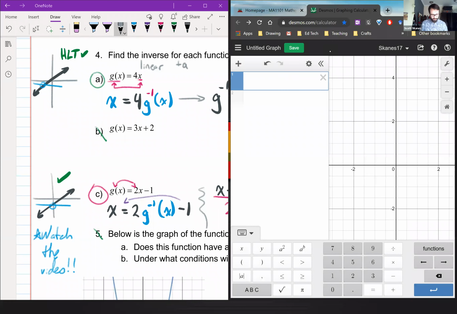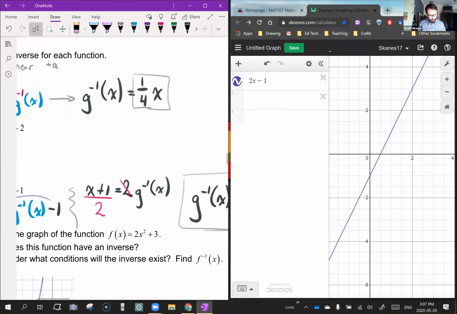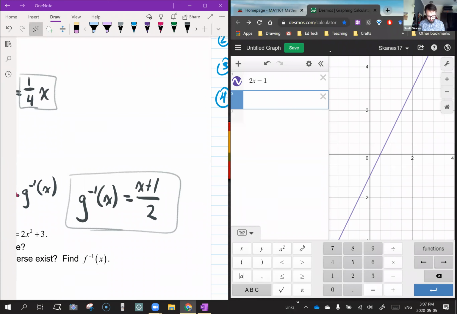So I'm going to graph the first one, 2x minus 1. I don't really need to name them. 2x minus 1, it looks like that. Our other function is x plus 1 all over 2. So I'll put x plus 1, sorry, all over 2, x plus 1 all over 2.